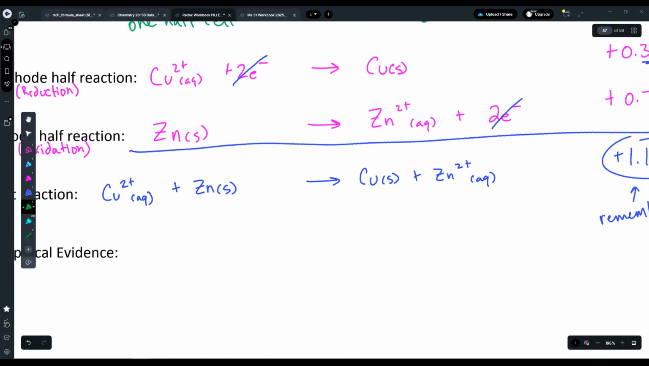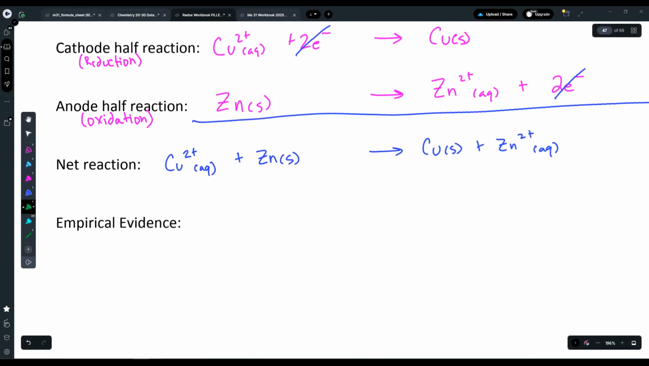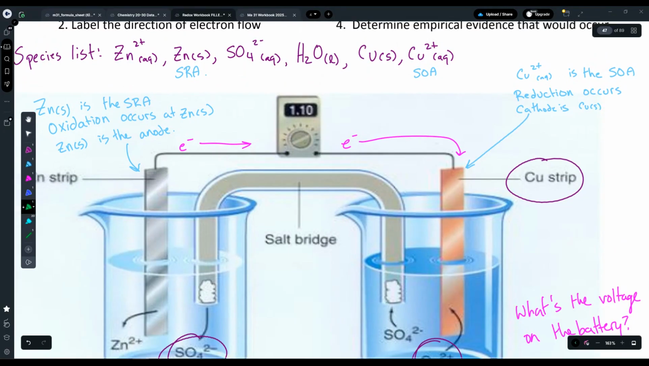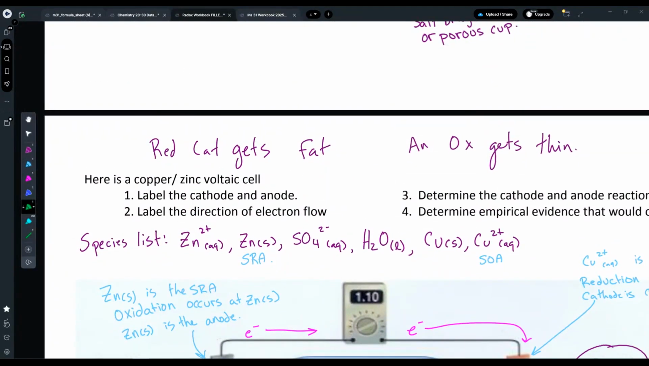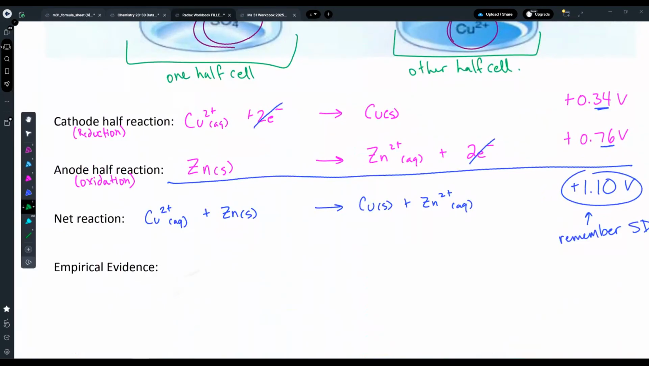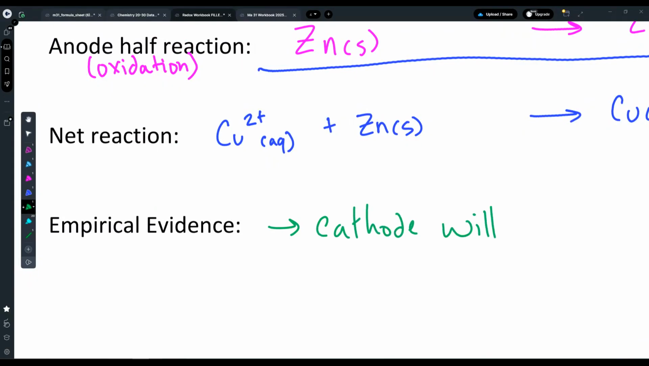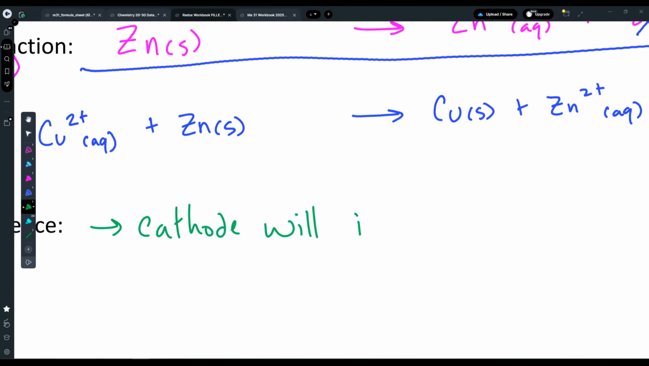Looking at the products of my net reaction, I see that copper solid is going to be produced. Since the copper strip is our cathode, that means that red cat gets fat. Our cathode, which is copper solid, is going to increase in mass.